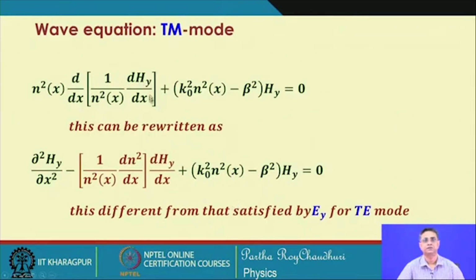But because this is a TM mode and you have a refractive index discontinuity at the interfaces, that is taken care of by this equation. This we have discussed earlier also. So, this equation can be rewritten in a little more simplified form, and this equation is now different from the TE mode equation, which was satisfied by the Ey mode.